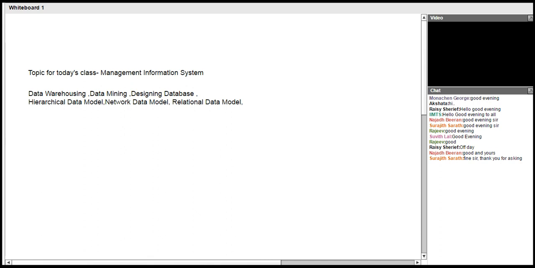Okay, so I think it's a good strength today. Nine people are there in the class. So our today's class is on management information system. The topics which we are covering in today's class are data warehousing, data mining, designing database, hierarchical data model, network data model, and relational data model. These topics are useful for those people who have IT knowledge or computer software knowledge. If any of you are associated with the software industry, you will know all these things.